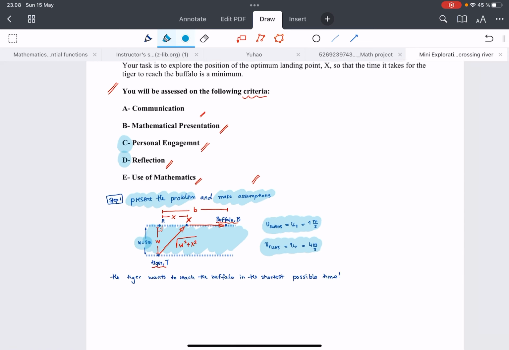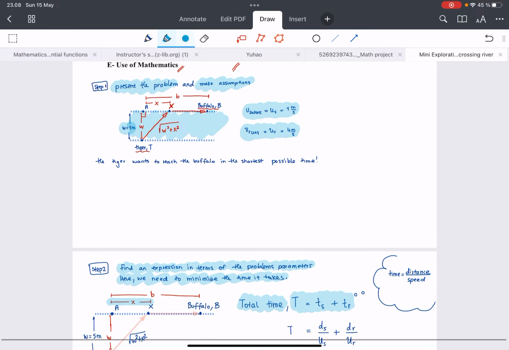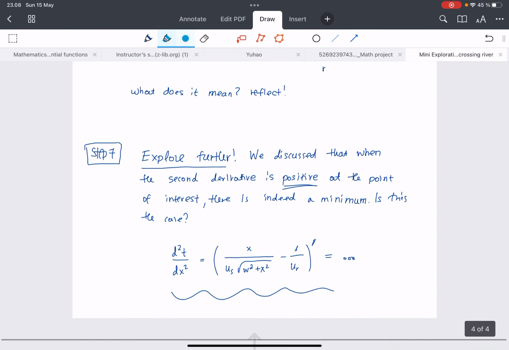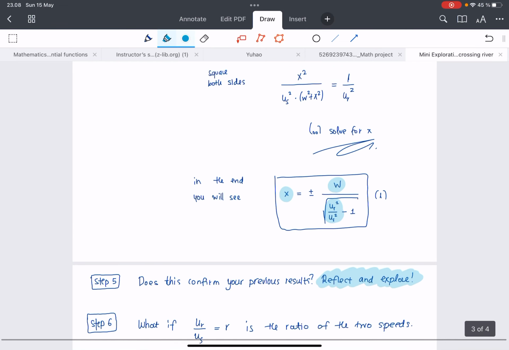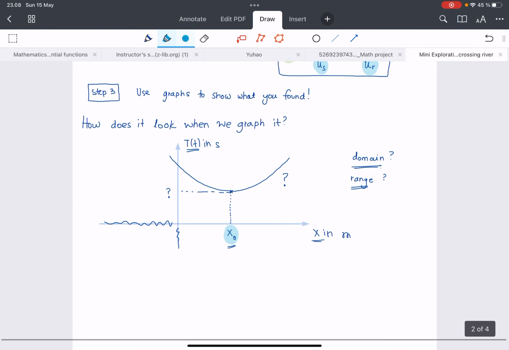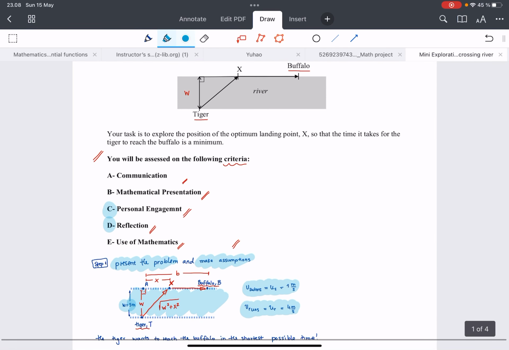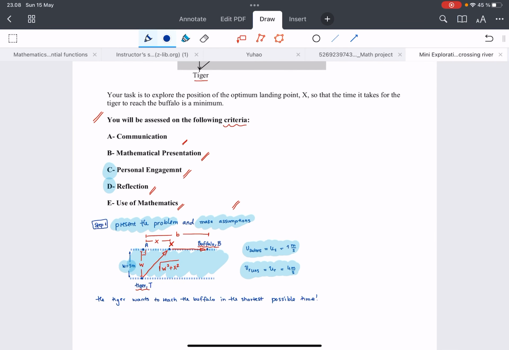So take a look, have a good start on your project, start writing it. It should be less than 10 pages, your final product. And you can use software such as, for example, Desmos or GeoGebra to construct your graphs, or Autograph.